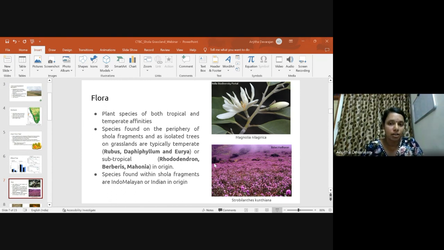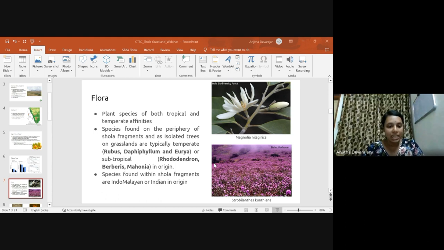This landscape is harboring a lot of endemic flora. We can say that there are plant species of both tropical and temperate affinities. When we look into the periphery of the Shola fragments, or some isolated trees on the grasslands like Rubus, Daphniphyllum, and Ilex, we can say these have some temperate affinities evolutionarily, and Rhododendron, Berberis, and Mahonia have some subtropical affinities in their origin.